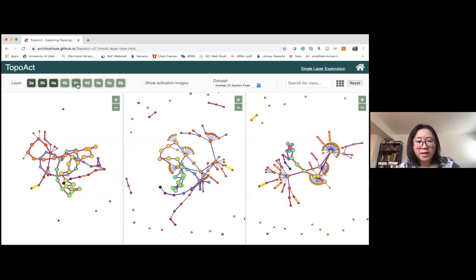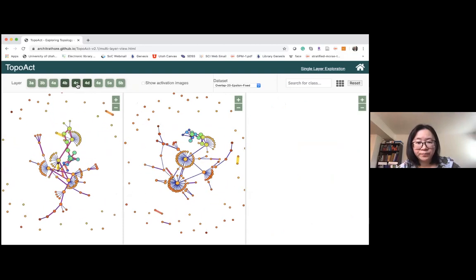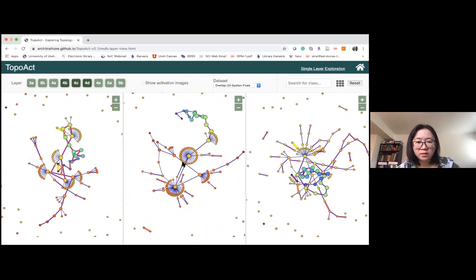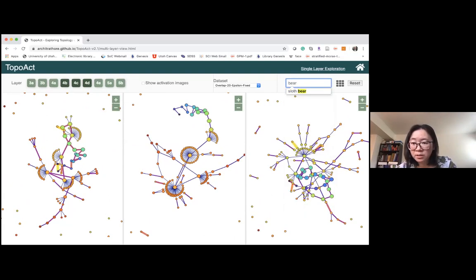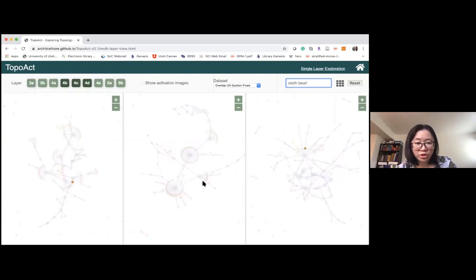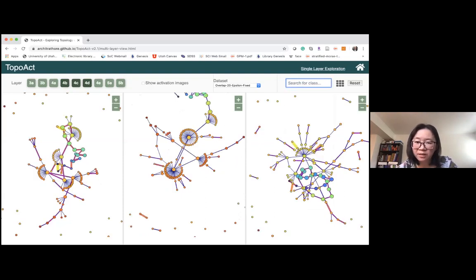Again, you can click on a layer and look at the layer and its relation to the adjacent layer. You can also search for, I don't know, bear, maybe sloth bear, and it will show which clusters across those layers contain this image or this particular tag. So this is still a feature under development.